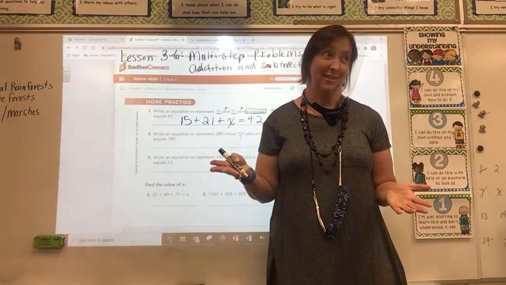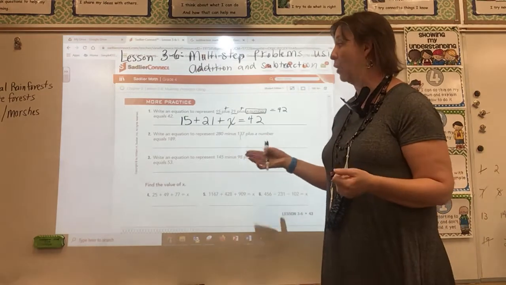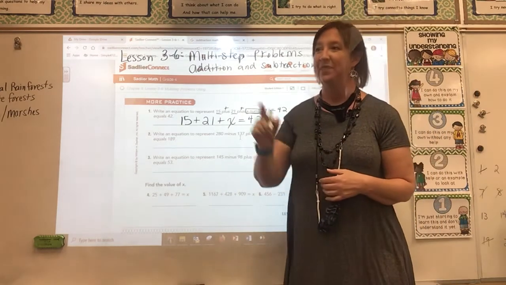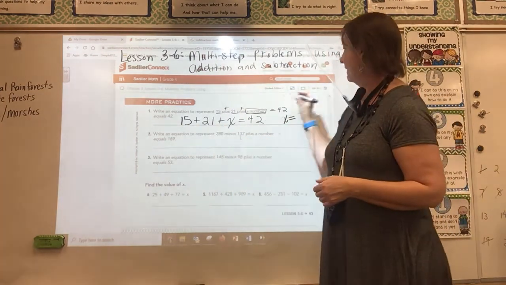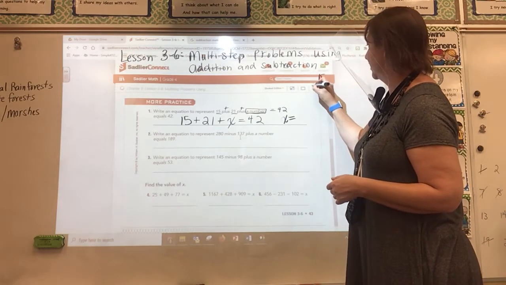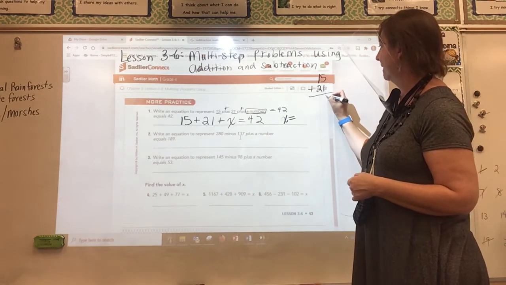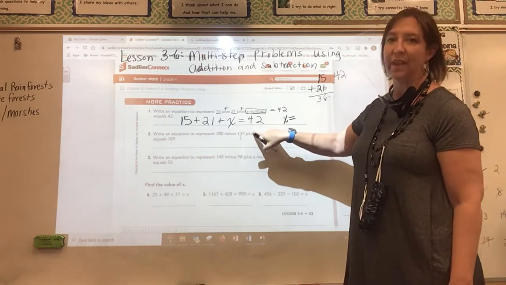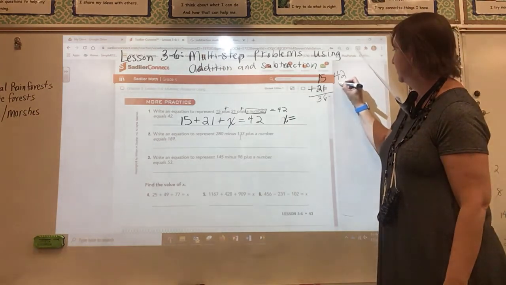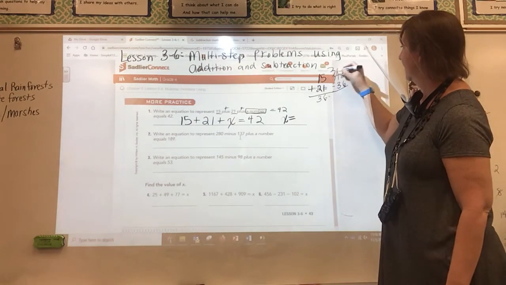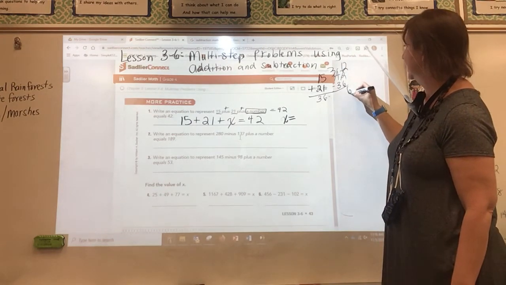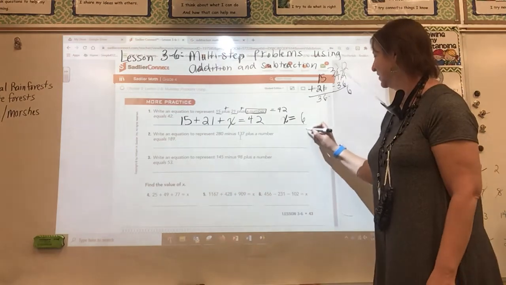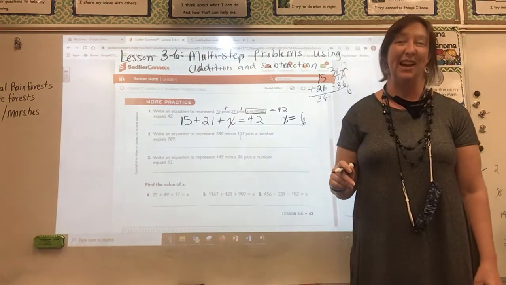Could you solve the equation? Yes. Okay, let's look at that together. How would we solve that problem? How would we find out what x is equal to? You add 15 plus 21, and then you subtract from 42. Very good. Let's do it first. 15 plus 21. 5 plus 1 is 6. 1 plus 2 is 3. So that's 36. And then I subtract that from 42, which is on this side of my equation. 42 minus 36 is 6. And so x is equal to 6. Does everybody see how we did that?